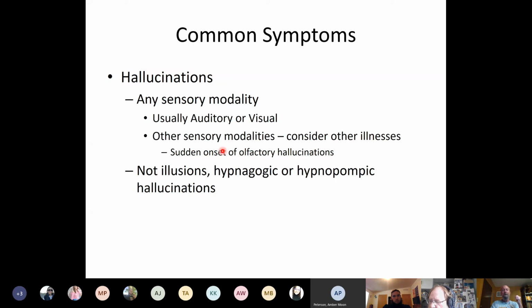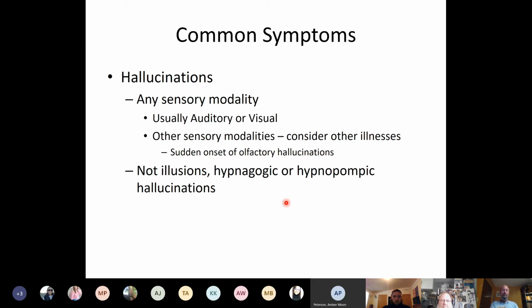I use this as an example, olfactory hallucinations. If you have someone who's been psychiatrically normal and now at age 40 comes in saying, I'm smelling very weird things, strange things, that's time for a brain scan. You're now ruling stuff out, because that could be a brain tumor. I believe mainly brain tumors can present with olfactory hallucinations.